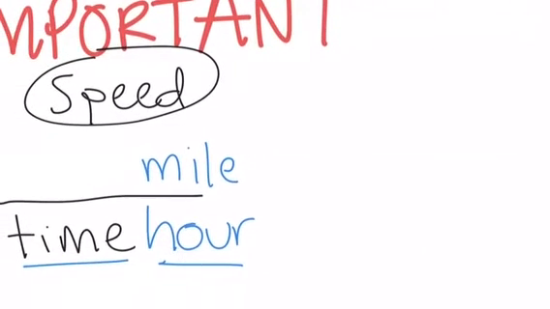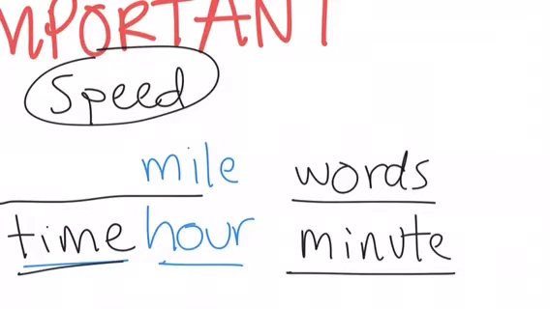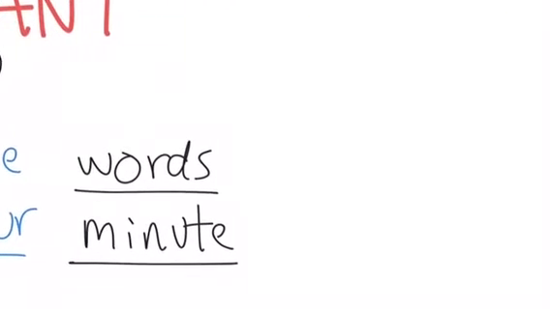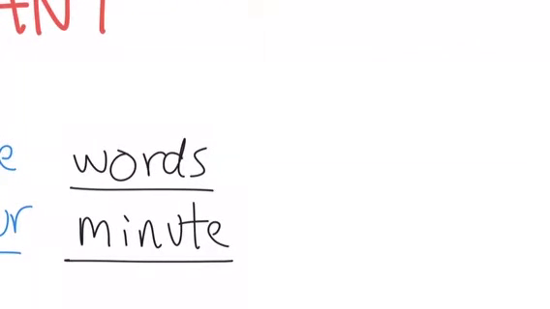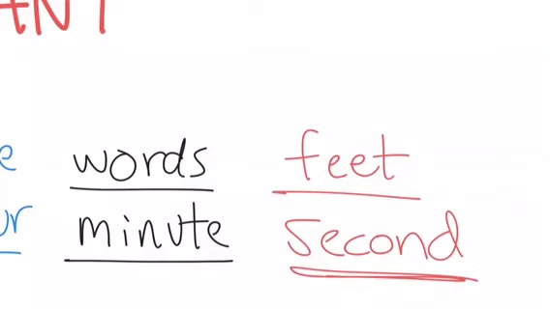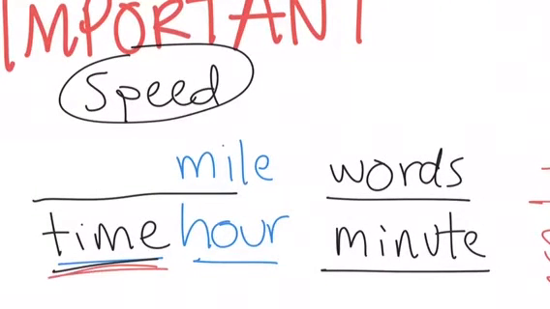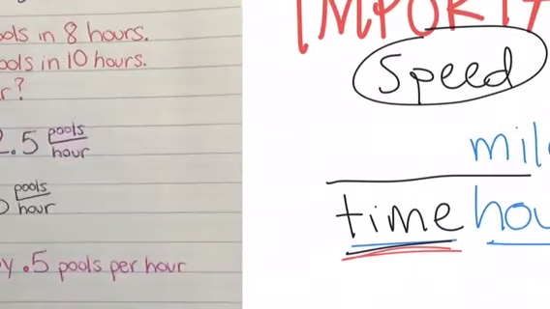Another one that we see a lot of in our examples is words per minute. Minutes is a unit of time, so that goes on the bottom. Last lesson we talked about airsoft guns and how they measure the speed of the little pellets, and that is in feet per second. Second is the unit of time, so the time goes on the bottom. That is very important for us to remember as we do these problems. Time goes on the bottom.